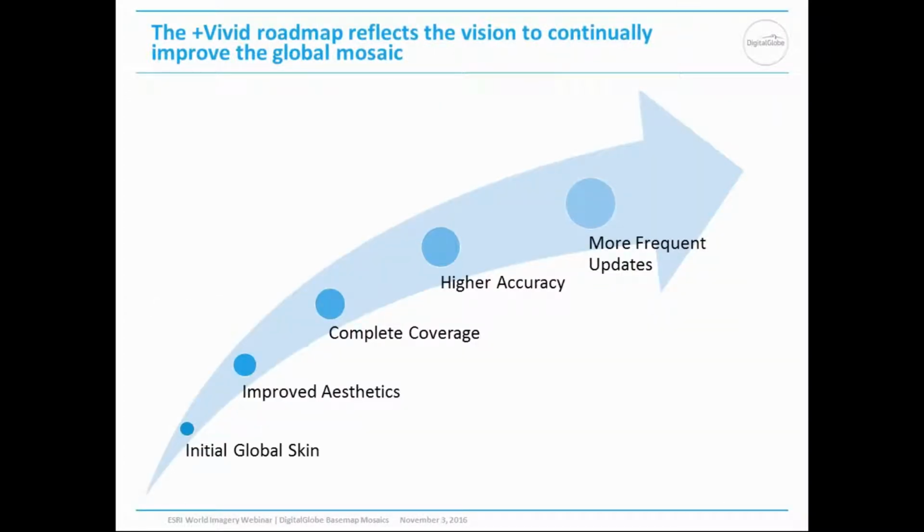The roadmap for the Basemap Plus Vivid product reflects the vision to continually improve the global mosaic. We're on track to complete the initial global skin by early next year and have already begun updating areas to improve aesthetics and incorporate new imagery, as you've seen. We will then look to improve completeness of coverage, such as minimizing ground features obstructed by clouds and increasing the overall accuracy so the imagery lines up better with your vectors. Lastly, our vision for the product is to have more frequent updates so the mosaic is both beautiful and as current as possible.